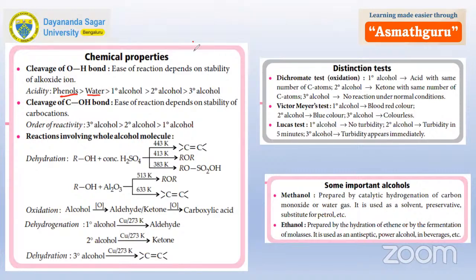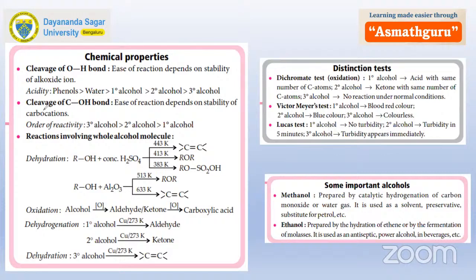Why do we say acidic? Because ROH can dissociate to form RO minus and H plus. Anybody who gives H plus is acidic in nature. But this RO minus is not very stable. It is less stable only, so it cannot be a strong acid. It is acidic in nature, but it is not a strong acid.